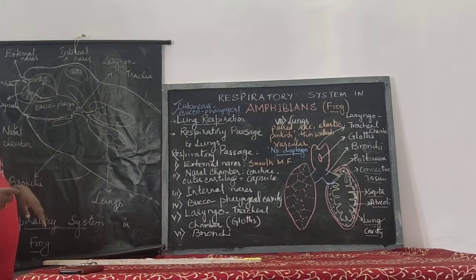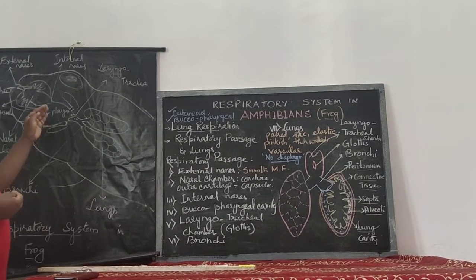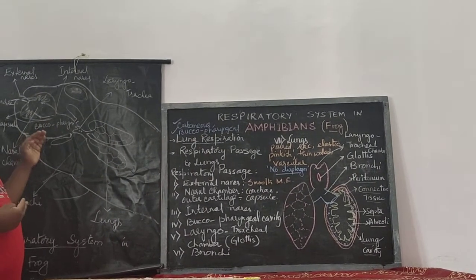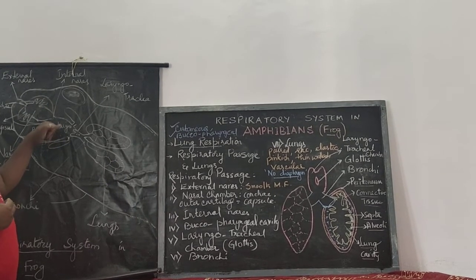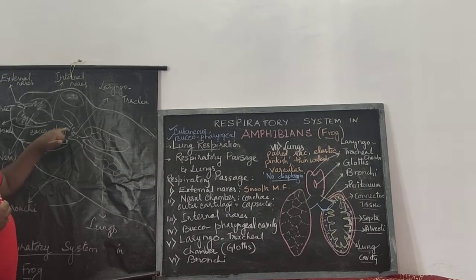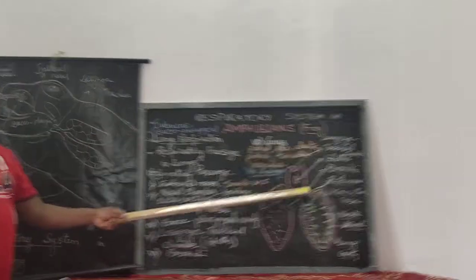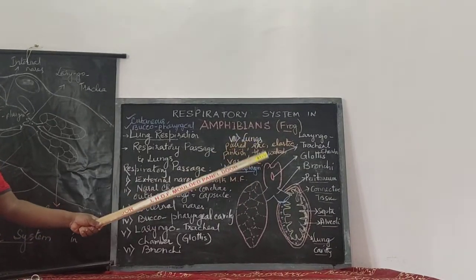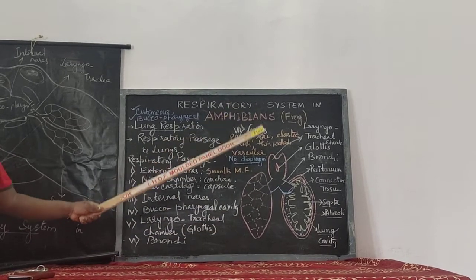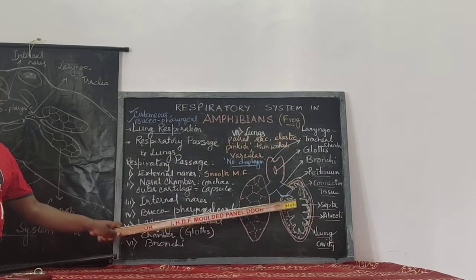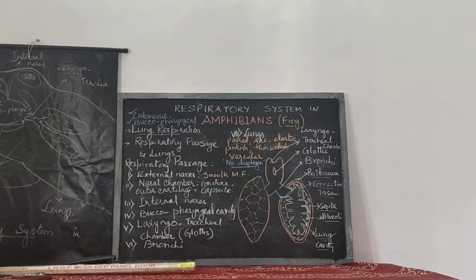The second step is inspiration. It is a stage where the air which is rich with oxygen will move from the buccopharyngeal region into the lung cavity through the laryngotracheal and bronchi regions. So the air passed from mouth cavity into lungs is called inspiration.